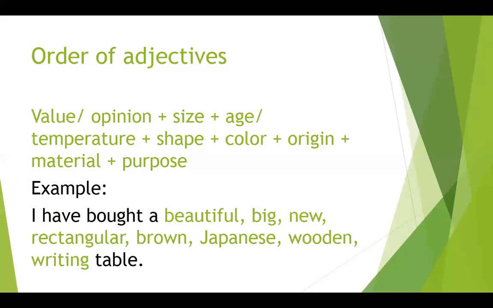Now I have made it clear to you with an example. I have bought a beautiful, big, new, rectangular, brown, Japanese wooden writing table. I have used all 8 adjectives here. And can you notice one thing? That I have used comma to separate them. So comma is a necessary part in order of adjectives, because with comma you separate one adjective from the other.